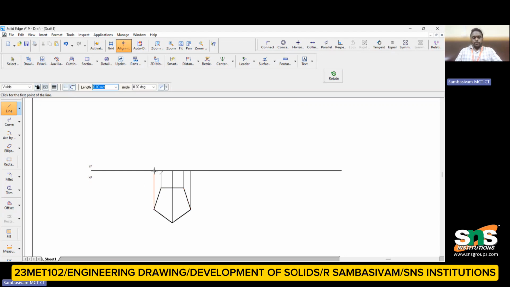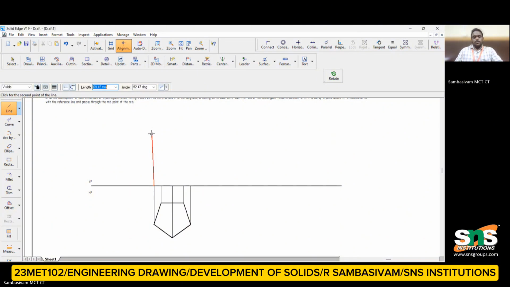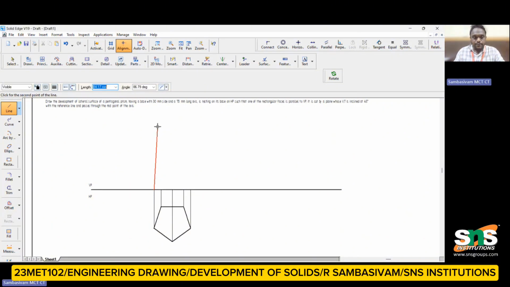Now again, I am going to take this one as the length. The height has been given as 70 mm, so the height I am going to draw is 70 mm. Similarly, I have to draw here, and similarly I take it to this lower surface. Again, I have drawn. Similarly, we cannot see this view right up.